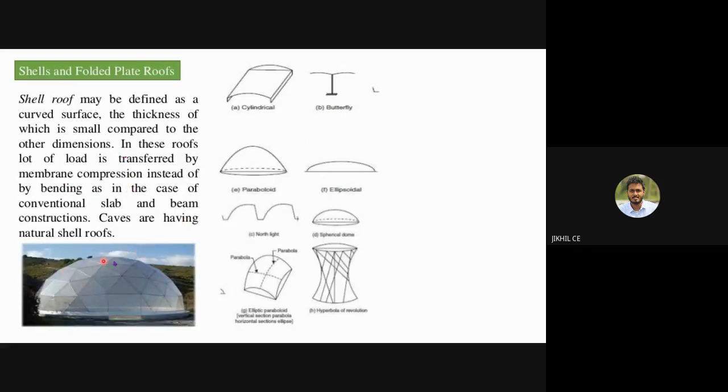The various types of shells include the cylindrical shell, cylindrical along the length, then the butterfly, the cycle shed, paraboloid, ellipsoidal, north light, and spherical dome. So there are various well-established shell roof configurations.